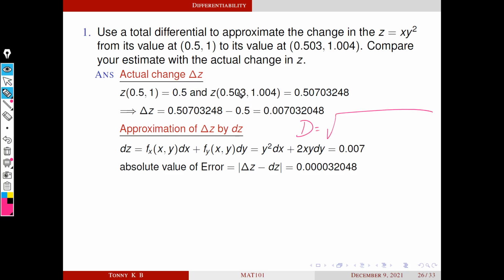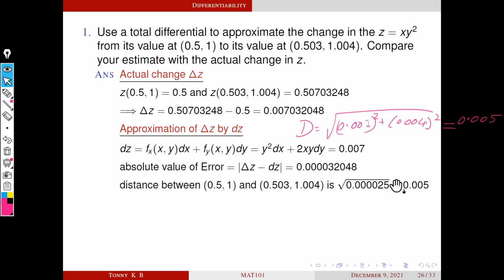The distance between 2 points in a plane is very clear. Suppose this is x1 y1 and this is x2 y2. Then d is the square root of x2 minus x1 whole square plus y2 minus y1 whole square. So this d becomes the square root of 0.003 square plus 0.004 square, and that is equal to 0.005. So this is the distance between these 2 points. Next we have to compare how much less this error is than this distance. It is clear that our error is less than the distance between the points.